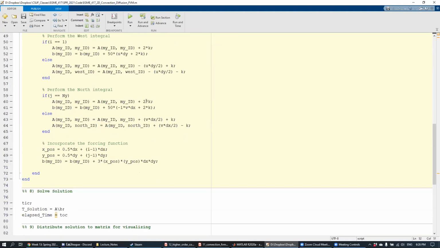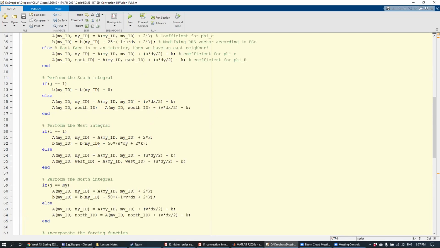All right. And then finally, we have the north integral. For the north integral, if we're on the interior, we have a positive v delta divided by 2 plus k, and then a positive v delta divided by 2 minus k. Those are the coefficients for phi sub C and phi sub N, okay? And then if we're on a boundary, so if j equals NY, which is the very top of the domain, then we account for that in the boundary conditions here. And so we have 50 times a negative v delta plus 50 times 2 times k.